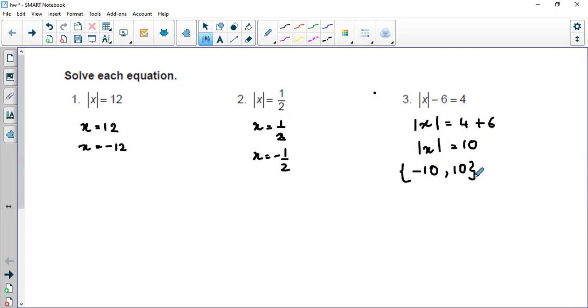So let's write it this way too. You can also say x is equal to negative 10 or x is equal to 10, but you can write it in this way too. It's all right. Even if you write like this in parentheses, that's fine. Okay, let's move on to question number 4.